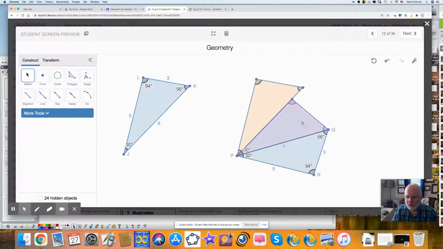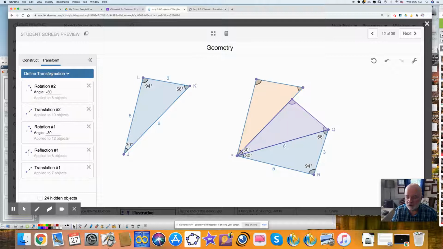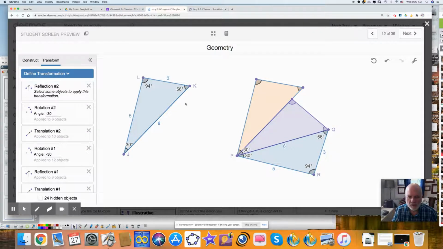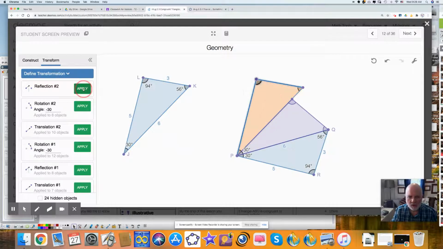And the final thing is to reflect this triangle across this line. So the person with the transformer card would say reflect triangle J double prime, L double prime, K double prime, or triangle JLK here. Reflect it across line PQ. And when we do that, when we apply that to this triangle, sure enough, wait a minute, I reflected across the wrong line.